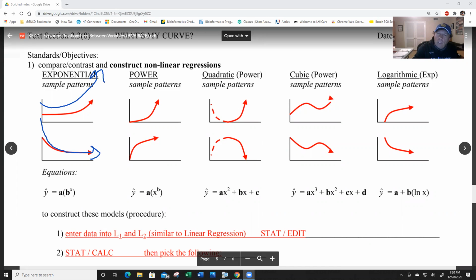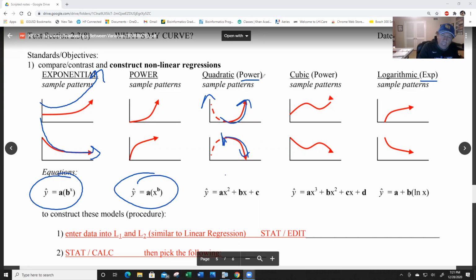For example, power ones are similar, the quadratic ones. Sometimes in the quadratic ones, you use only part of it. You don't use the whole thing oftentimes. And cubic and logarithmic, these all have exponents, the quadratics, the power. They're all so similar. They have these names, but really the equations are what you're looking for.